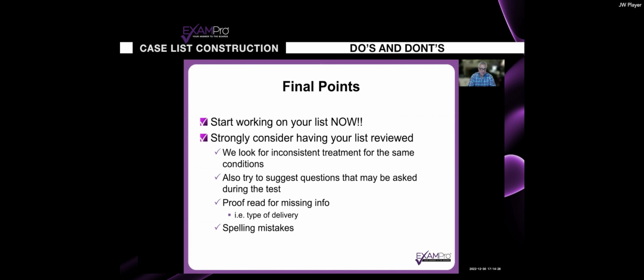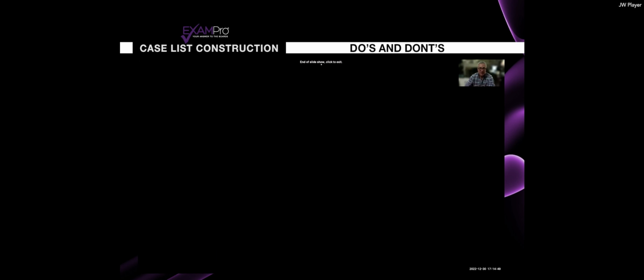Consider again having your list reviewed. One of the things we look for is similar patient but treated differently. Why? So sometimes people get stumped with those. We also try to suggest questions that could be asked during the test. Of course, we proofread for missing information, including things like type of delivery, as well as spelling mistakes.